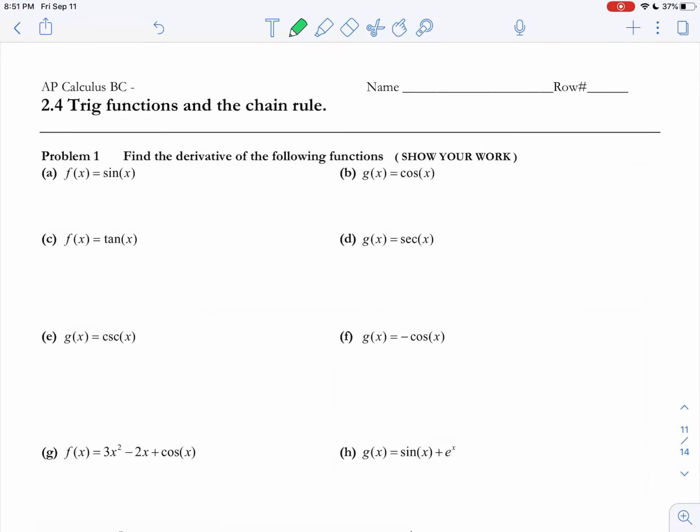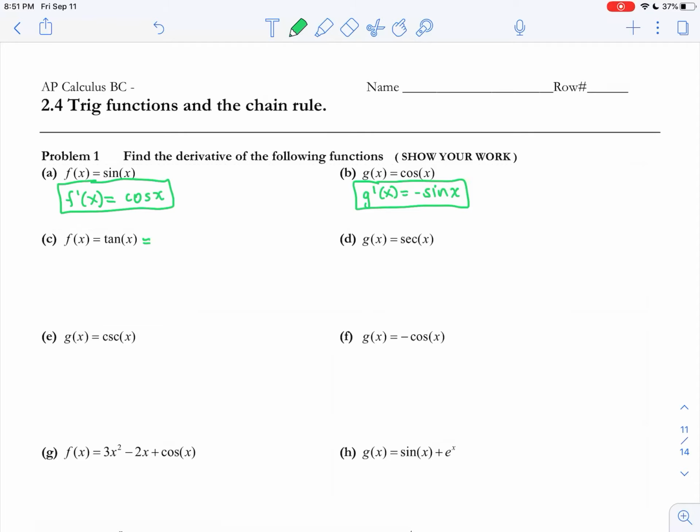So let's start with a quick refresher. The derivatives that you learned from the Khan Academy videos and ones that I've mentioned so far: the derivative of sine of x is cosine of x. So that's one that you'll have memorized hopefully by now. The derivative of cosine of x is negative sine of x. So another one that you should have memorized.